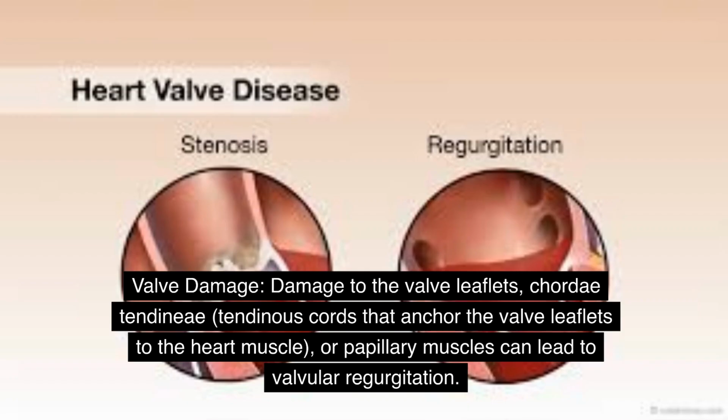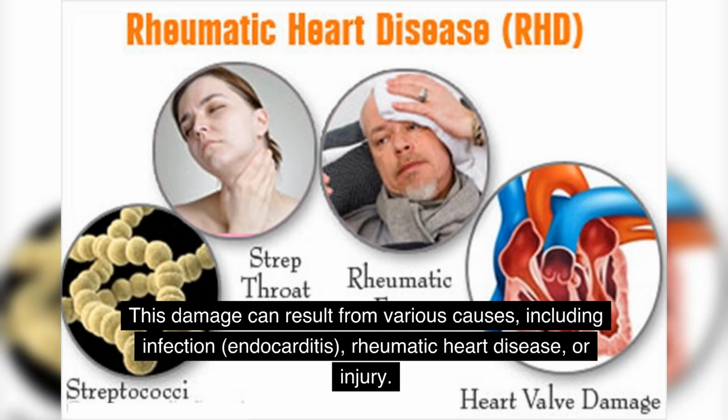Valve damage. Damage to the valve leaflets, chordae tendineae (tendinous cords that anchor the valve leaflets to the heart muscle), or papillary muscles can lead to valvular regurgitation. This damage can result from various causes, including infection, endocarditis, rheumatic heart disease, or injury.